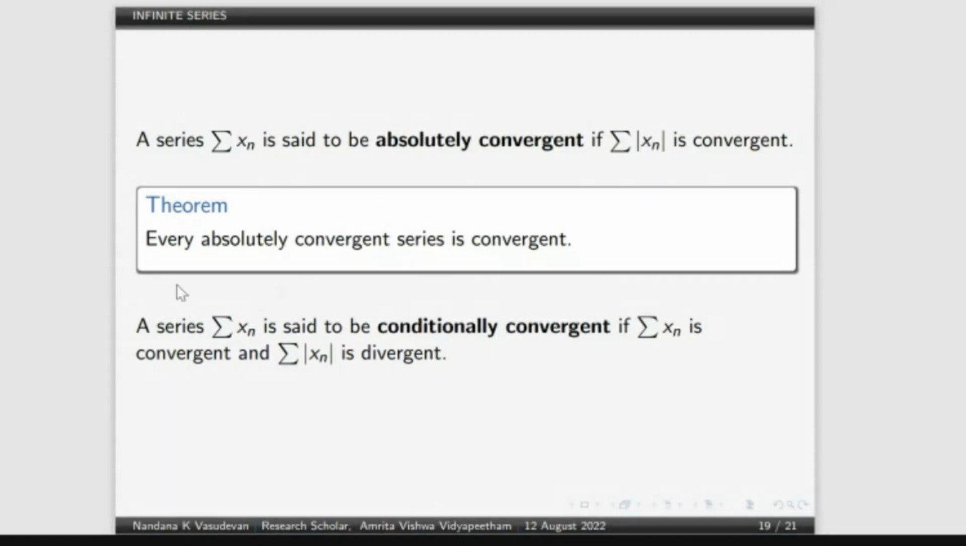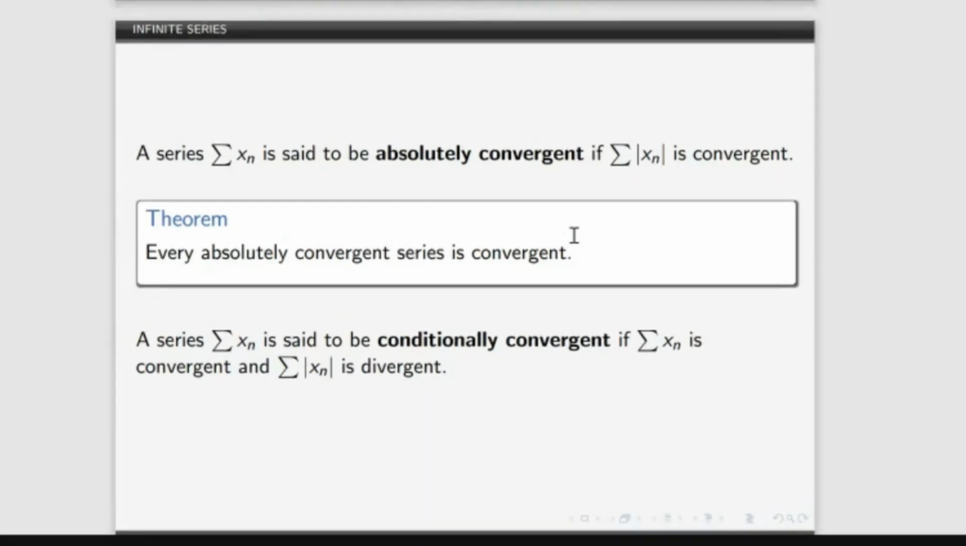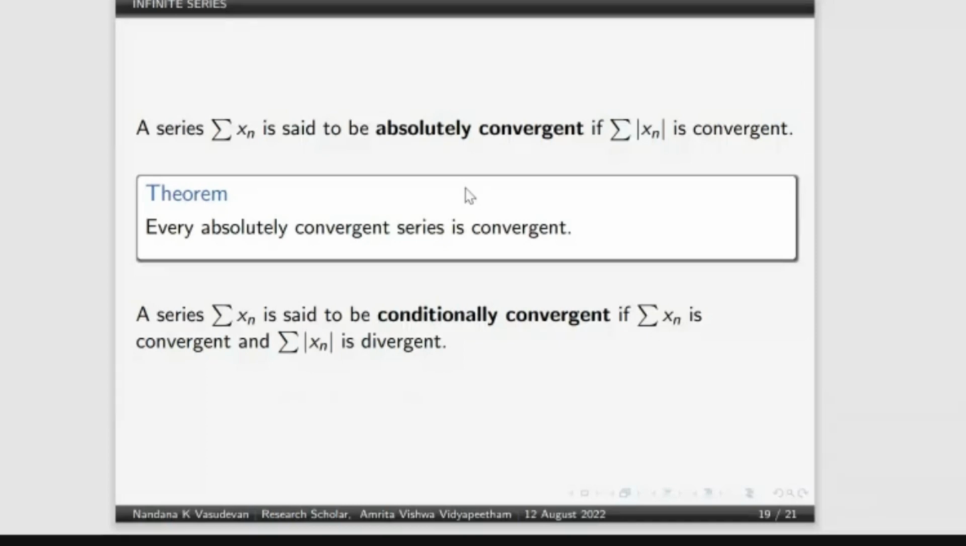That is, every absolutely convergent series is convergent. That is, absolute convergence implies convergence. Which means that if I am given an alternating series, and if I am able to show that it is absolutely convergent, then I can say that it is convergent. That is, what I'm going to do is take the sum of mod xn. This is the definition. So I have to check the convergence of mod xn.